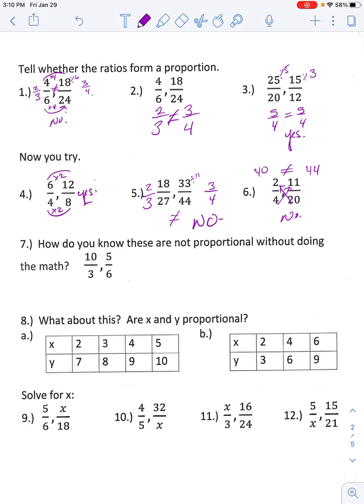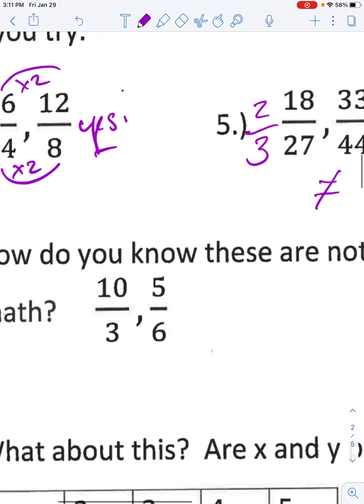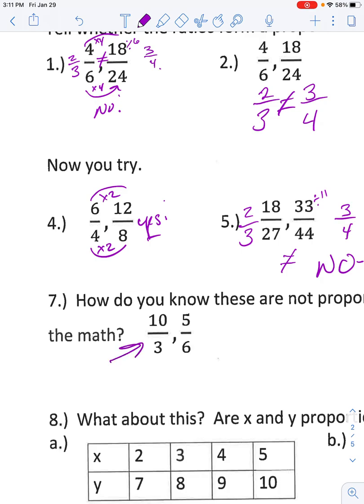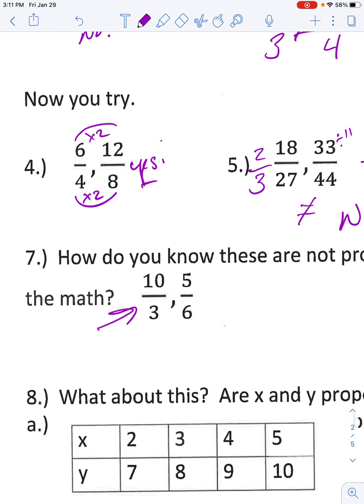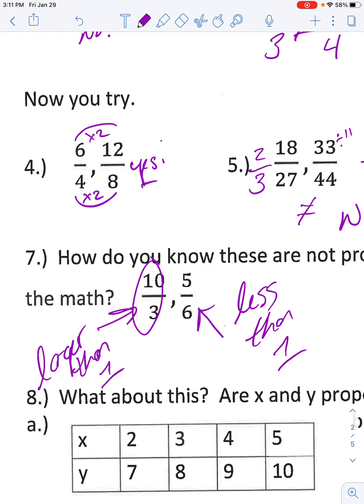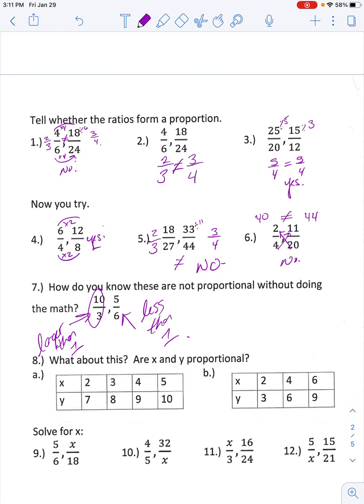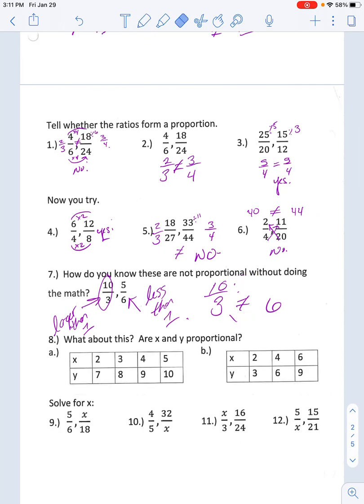Alrighty. Number 7, how do you know these are not proportional without doing the math? 10/3, 5/6. What about 10/3 do we recognize? That's improper. So 10/3 is larger than a whole, right? 5/6 is less than 1 whole. So we already know without doing anything that those are not in proportion. Be careful, because if you were looking at common multiplier, this is times 2, this is divide by 2. Those are not the same thing.